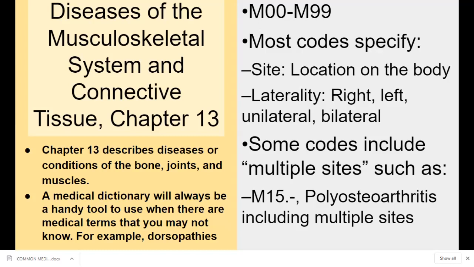A medical dictionary will always be a handy tool to use when there are medical terms that you may not know. For example, dorsopathies.